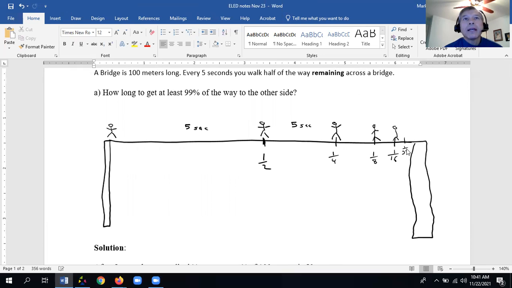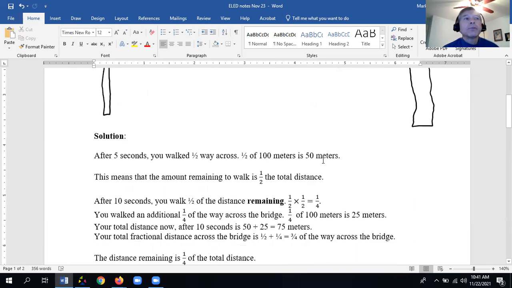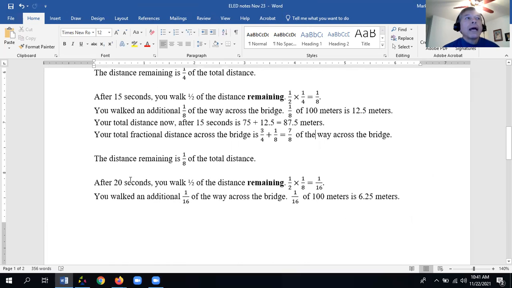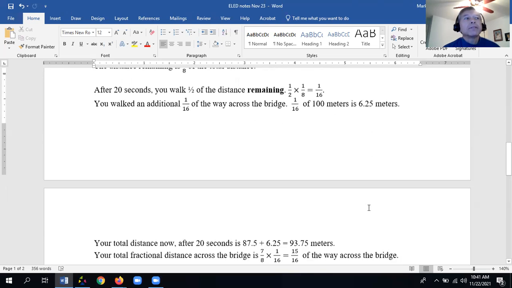You're right here, an additional 1/16, and we'll get that total distance down here. So after 20 seconds, you walked half of the distance remaining. The distance remaining is 1/8, and half of that 1/8 is 1/16. You walked an additional 1/16 of the way across the bridge. And in terms of meters, 1/16 of 100 meters is 6.25 meters.